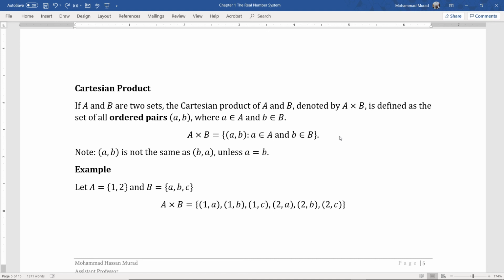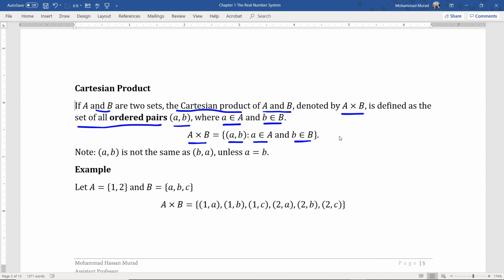Cartesian product of two sets. If A and B are two sets, then the Cartesian product of A and B, denoted by A cross B, is defined as the set of all ordered pairs of this form, where the first element in this pair is in A and the second element in this pair is from B. So A cross B is defined to be the set of all ordered pairs (a, b), where a is from A and b is from B.